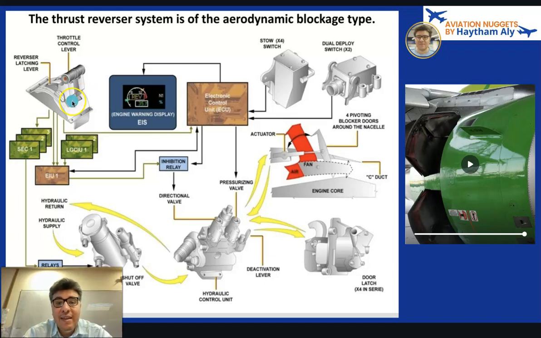Again, let's speak about the 3 lines of defense managed and controlled by the electronic control unit, the engine interface unit, and the spoiler elevator computer. Primary line of defense, secondary line of defense, tertiary line of defense or third line of defense.